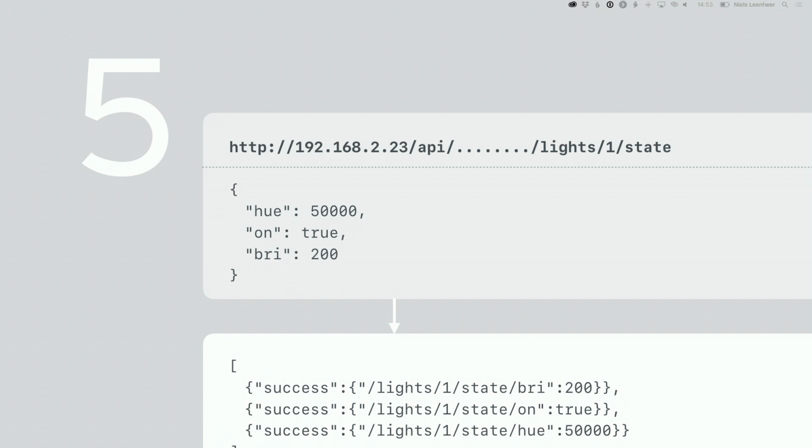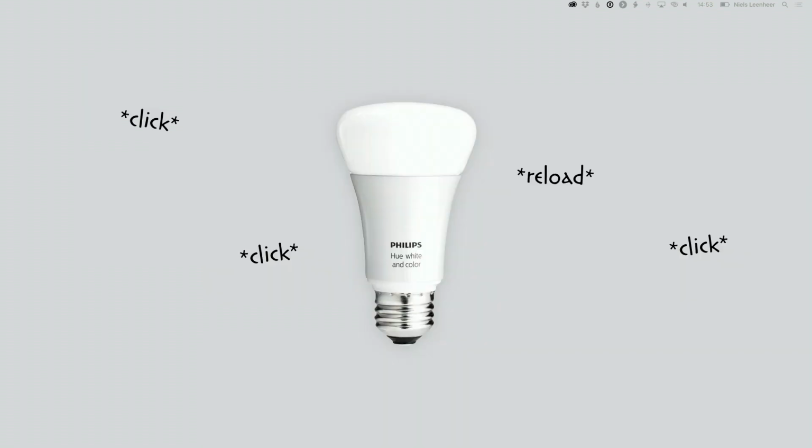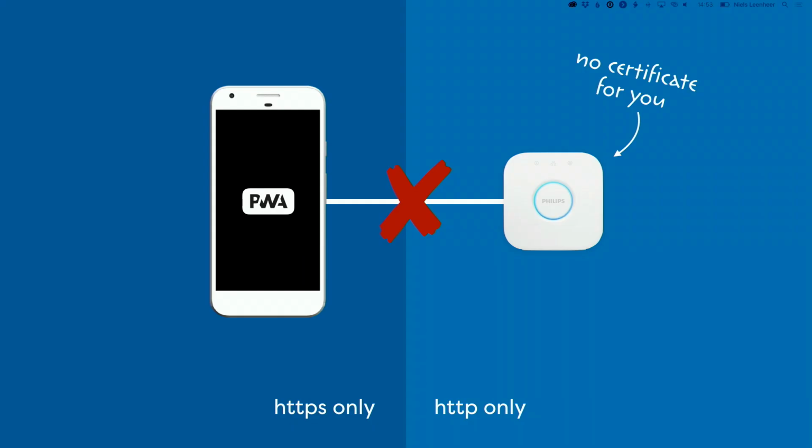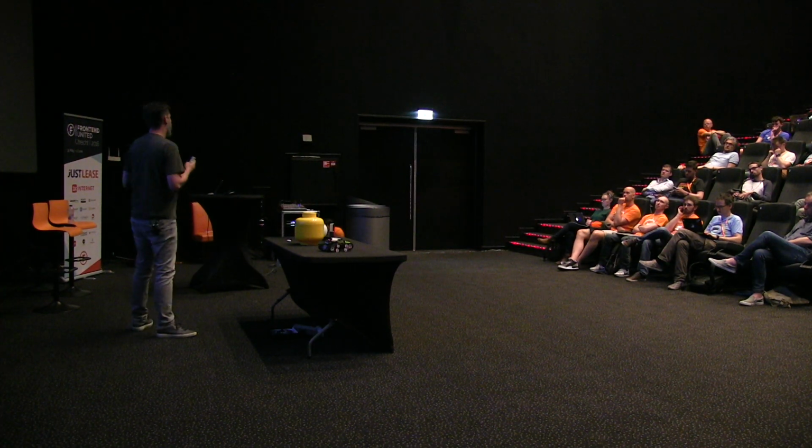So we're going to try to connect to the light bulb, to the bridge, and we click and we reload and we click and we try again, and then we notice this doesn't work. And why not? Well, local devices can't get SSL, or can't get HTTPS certificates. So your HTTPS-only Progressive web app can't talk to the HTTP-only web server on your devices. This is something fundamental that makes IoT devices really difficult to use from the web.